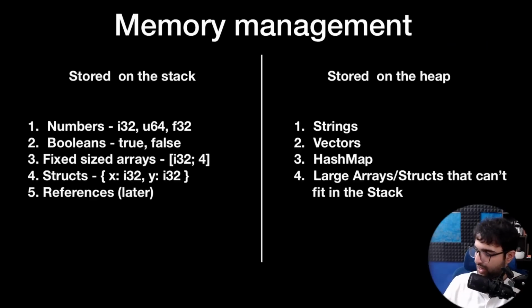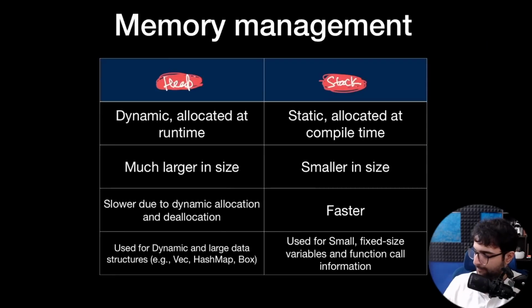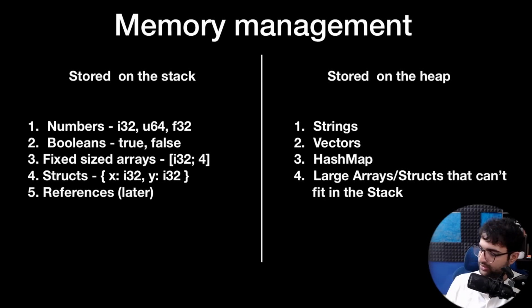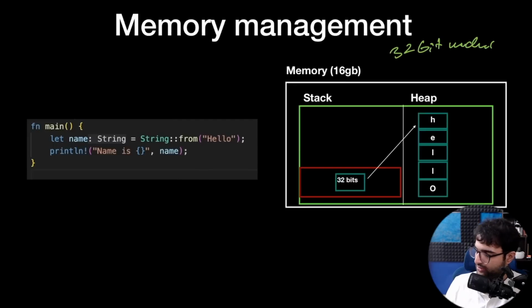What did we say when we asked about the difference between heaps and a stack? We said dynamically allocated at runtime. The heap can be allocated at runtime, which means if you change the length of this variable, hello becomes hello world, you can dynamically ask for more memory on the heap. You cannot do that on the stack. Cool. That is how you store strings, even arrays and vectors.